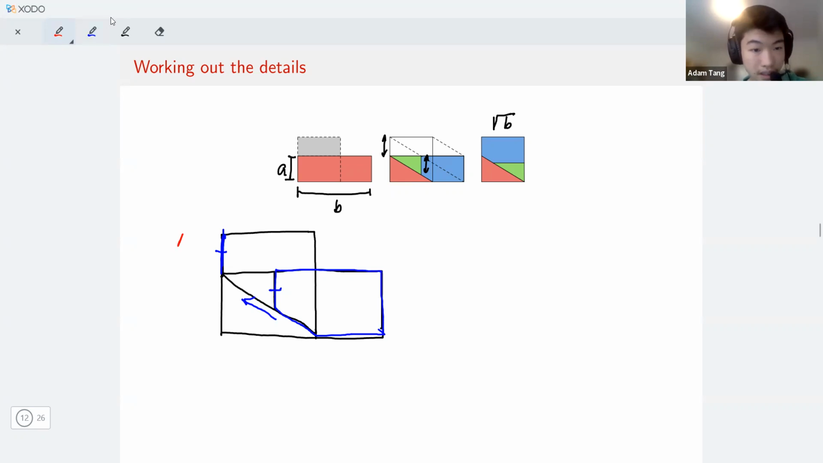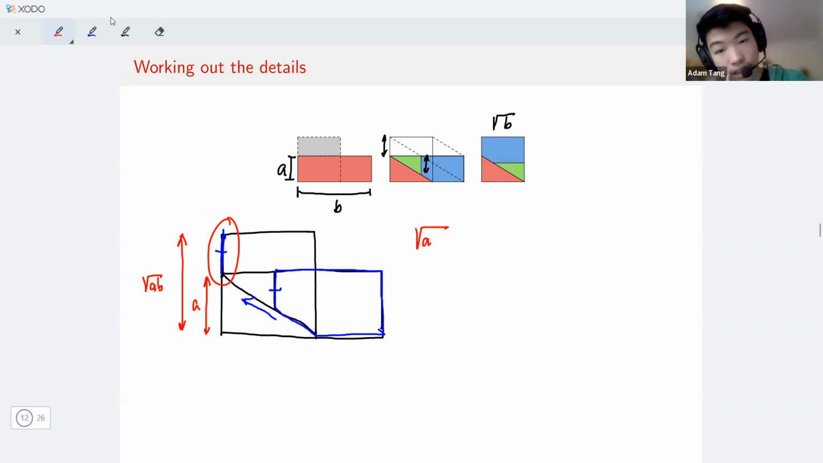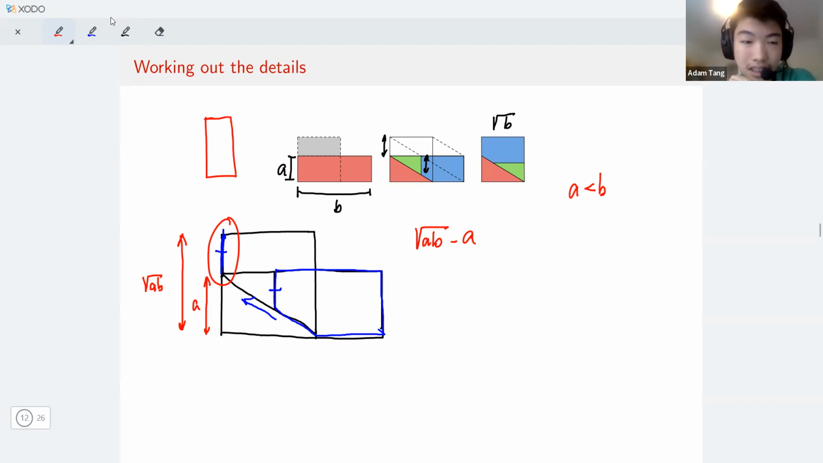We know the total length of this square is root AB, and we know the height of the rectangle is A. So this equal piece must be square root AB minus A. We're making a key assumption here, that the square is taller than the rectangle. To do that, we just make sure A is less than B. If the rectangle is really tall, we just rotate it on its side so that the square will be taller. So this is positive.